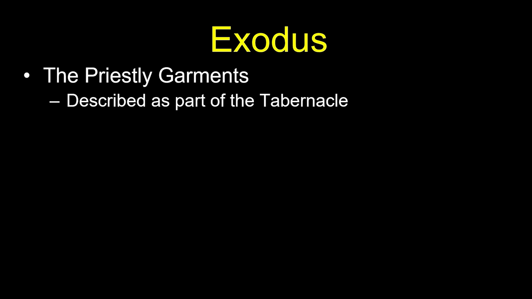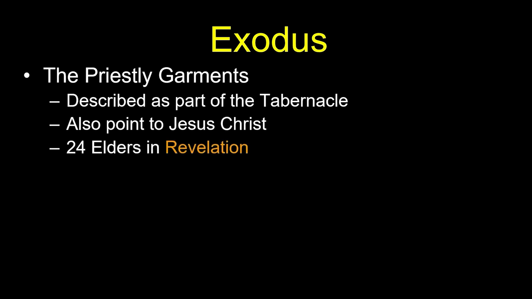Now, that's kind of strange when you think about it. We're not surprised to find that in the book of Leviticus, which has all the ordinances and details, and it's a handbook for the priest. But as we go through the book of Exodus and we have the description of this building and these furnishings, we discover that the priests are described almost as if they're part of the furnishings. They are described as part of the tabernacle, and that should be a signal, a sort of an emphasis, that the priests and their garments also point to whom? Jesus Christ, you betcha.